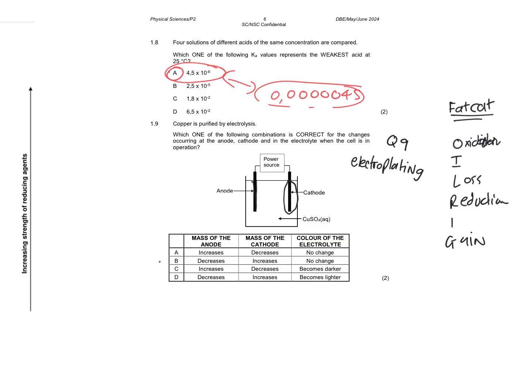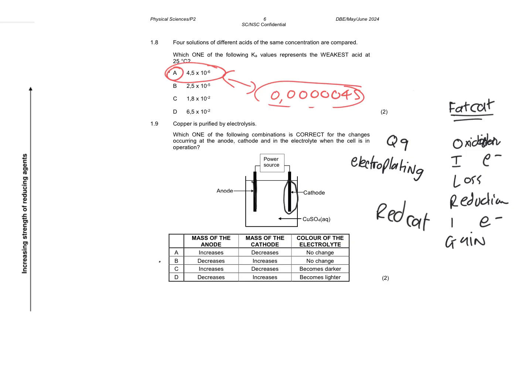So oxidation is loss of electrons, reduction is gain of electrons. Oxidation means you lose mass, reduction means you gain mass. That's also true. And fat cat is saying that the cathode always gains mass. The cathode is the one where reduction is happening. There's also red cat. Reduction happens at the cathode.